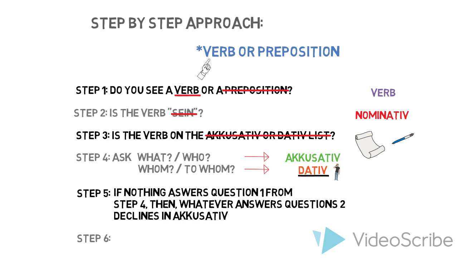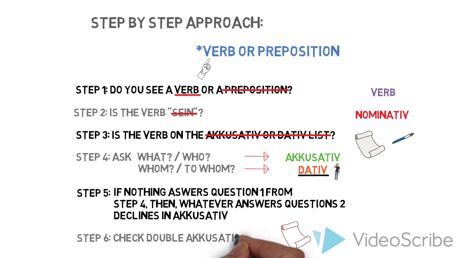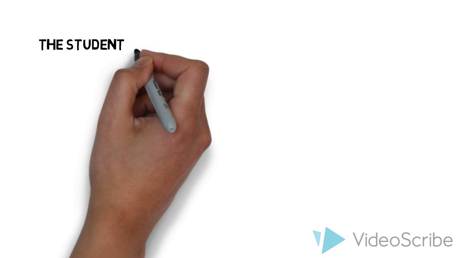For step 6, there is another list of verbs besides the accusative verb list or the dative verb list. It is the double accusative list. If you were to ask one of these verbs the two questions from step 4, you would normally decline something in accusative and something in dative. But since we are talking about a double accusative verb, both the thing that answers question number 1 and the thing that answers question number 2 get declined in accusative. Makes sense? Just check the following example. The student asks the teacher a question.